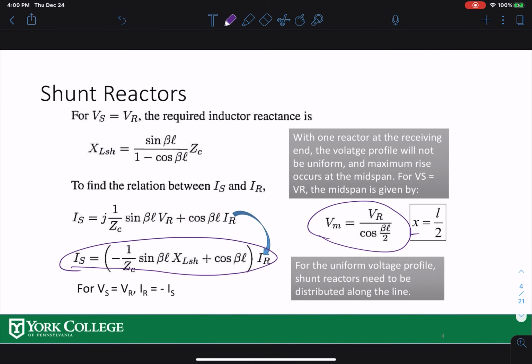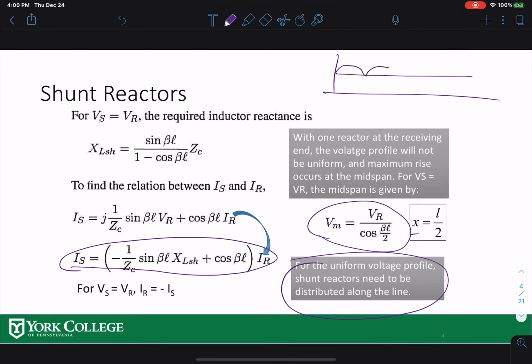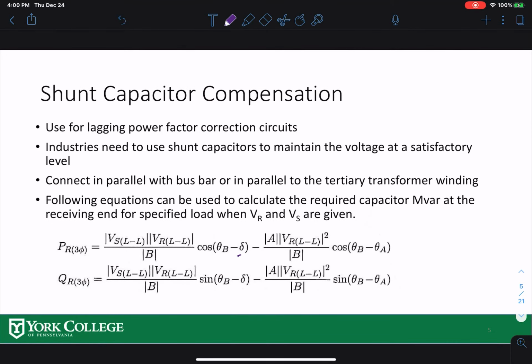One more thing here: for a uniform voltage profile, we don't do end-to-end compensation. We have inductors at regular intervals of the transmission line. So your voltage profile should look like this. If this is the expected voltage, you should see it like this. Every interval, you're trying to bring the voltage down until you reach the receiving end, all right?